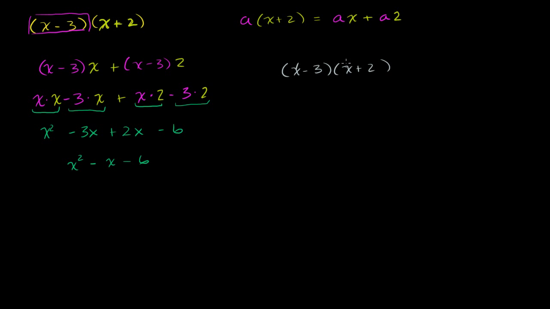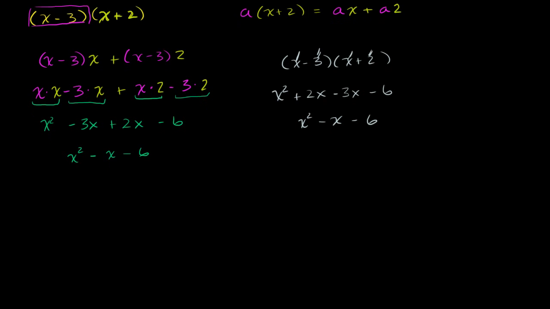So you'd say this x times that x. So you'd have x squared. Then you'd have this x times that 2. So plus 2x. Then you'd have this minus 3 times that x. Minus 3x. Then you have the negative 3 times 2, which is negative 6. And so when you simplify, once again, you get x squared minus x minus 6. And it takes a little bit of practice to really get used to it.